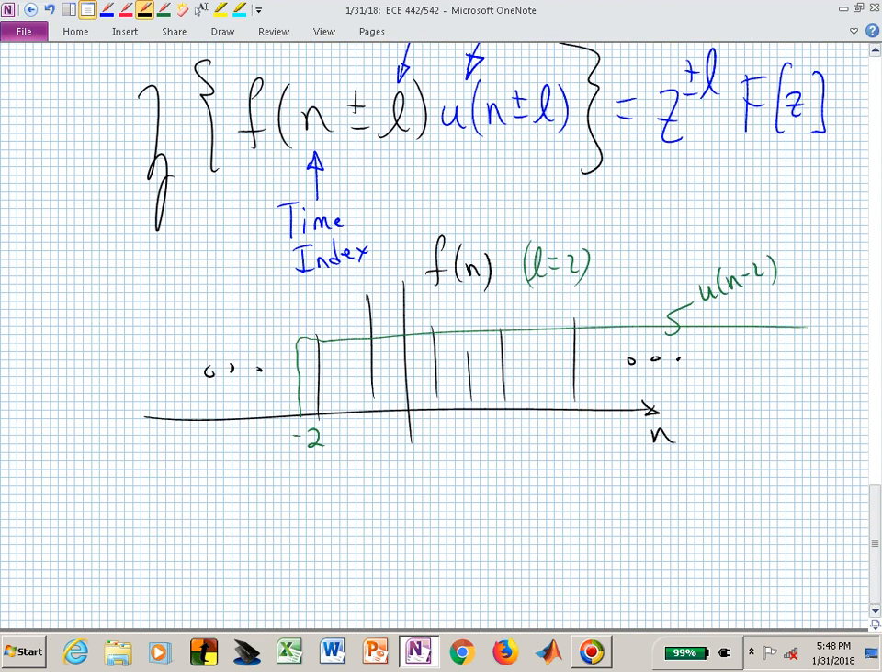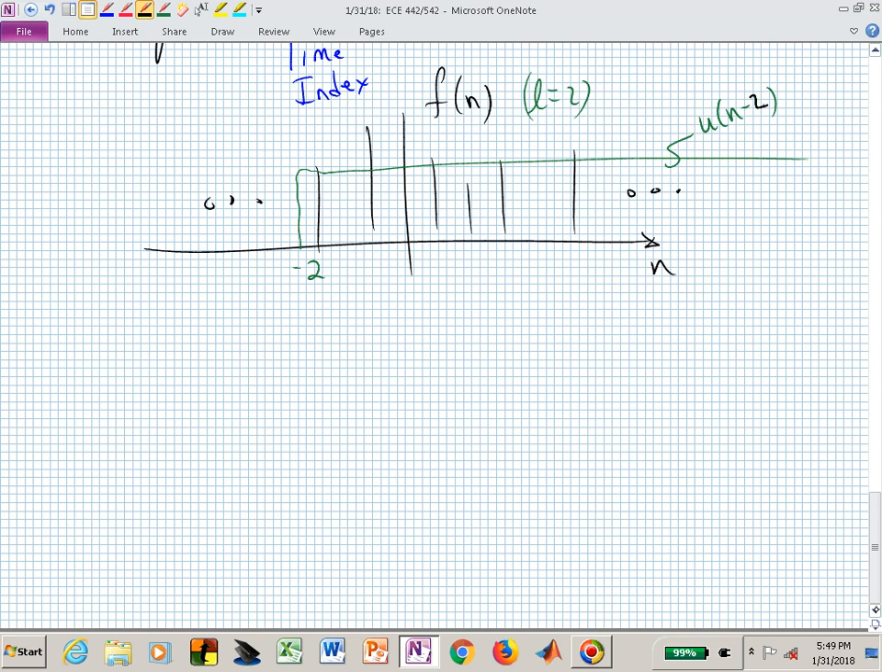The Heaviside function, this is like the Heaviside function. This is a unit step, and that's what I'm calling it instead of calling it something else. I'm just calling it a unit step function, which I can now advance or delay depending on what's in my argument.